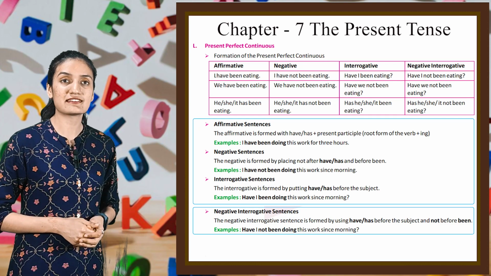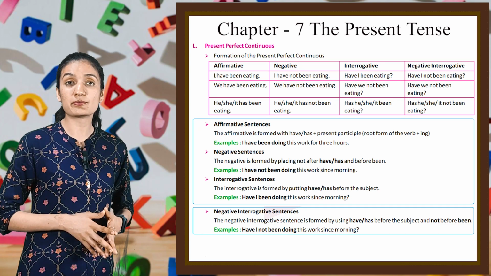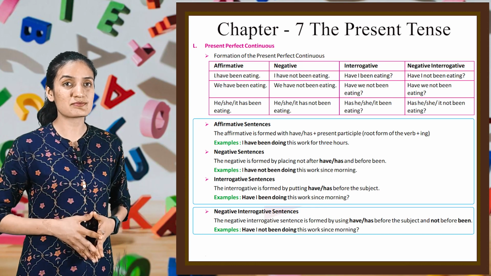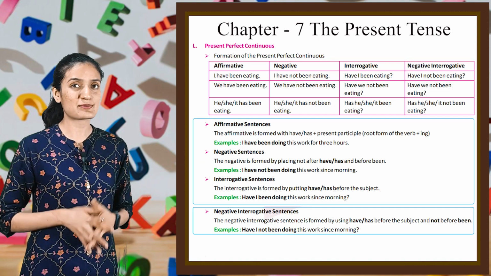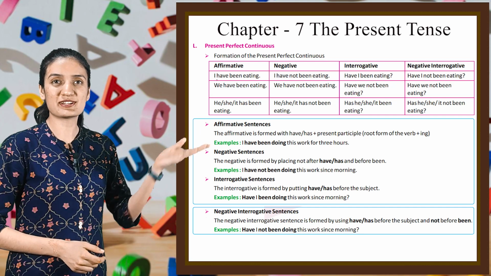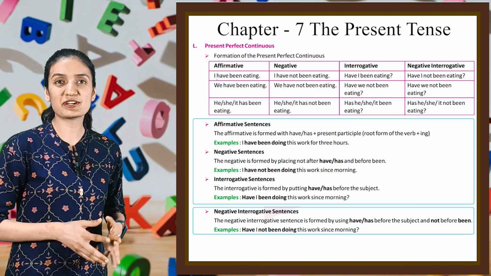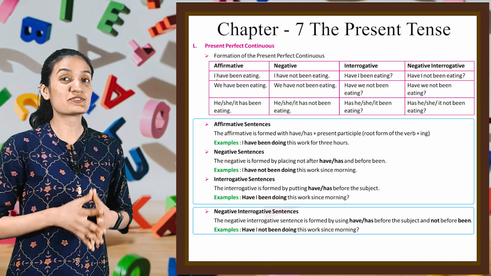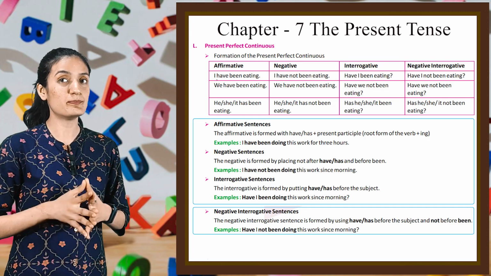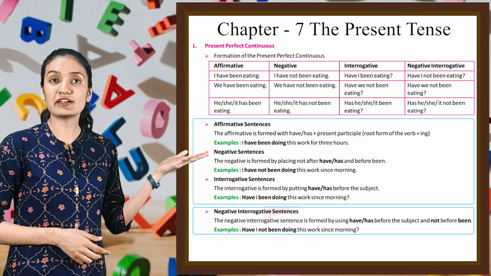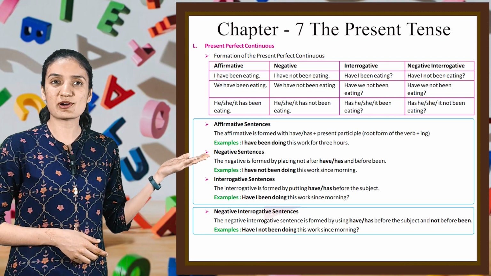Interrogative sentences. The interrogative is formed by putting have, has before the subject. Example, have I been doing this work since morning? Negative interrogative sentences. The negative interrogative sentence is formed by using have, has before the subject and not before been. Example, have I not been doing this work since morning?